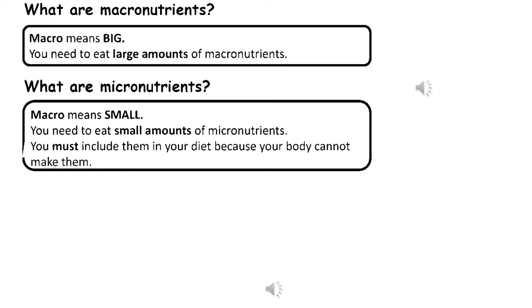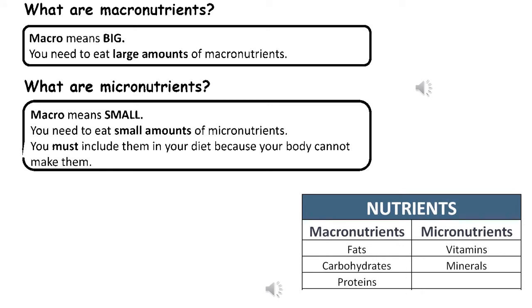So as I discussed earlier, macronutrients, the word macro stands for big. So you need these nutrients in larger amounts. Whereas micronutrients, the word micro stands for small. So you need to eat small amounts of micronutrients. You must include them in your diet because your body cannot make them. Okay. So here, let us see which are these nutrients.